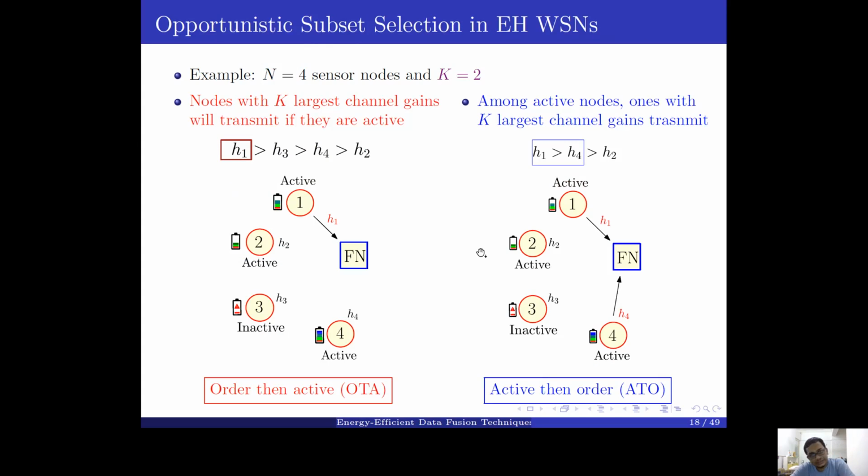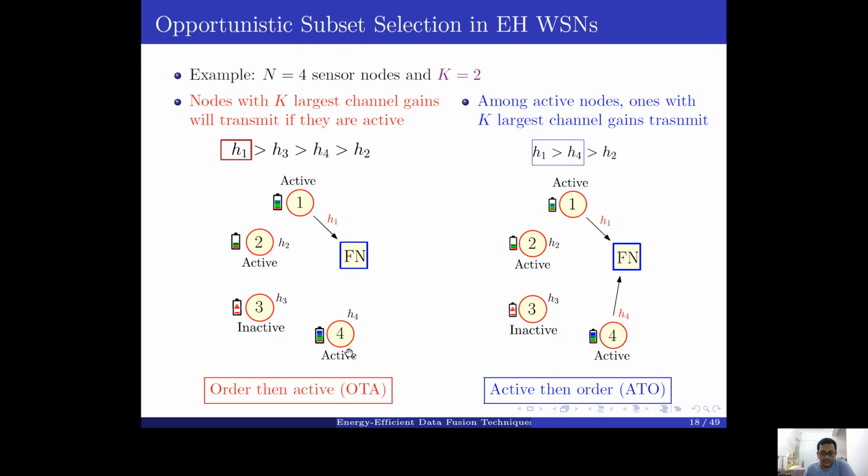Now let's try to see how opportunistic subset selection can be realized for energy harvesting wireless sensor networks. Let's take an example where you have 4 nodes in a network and you want to transmit the nodes with the 2 largest channel power gains. Now, depending on how the nodes are ordered, we can have 2 possible realizations.